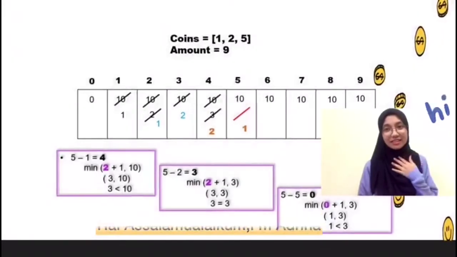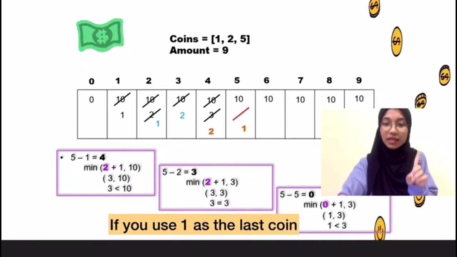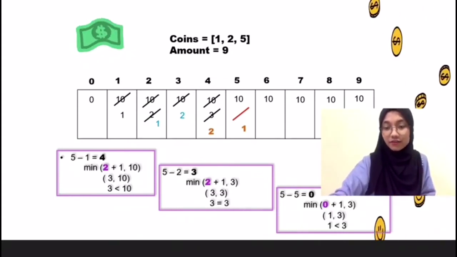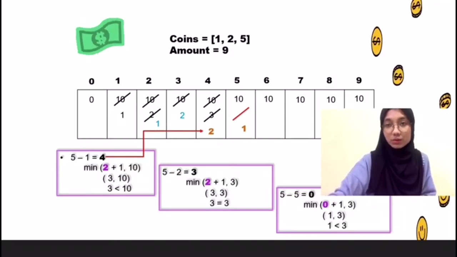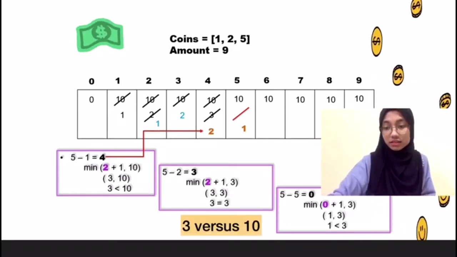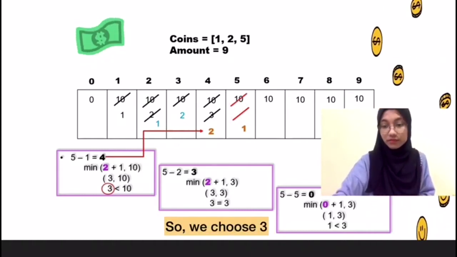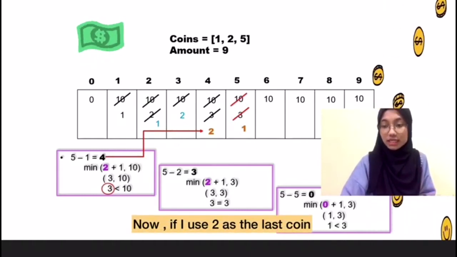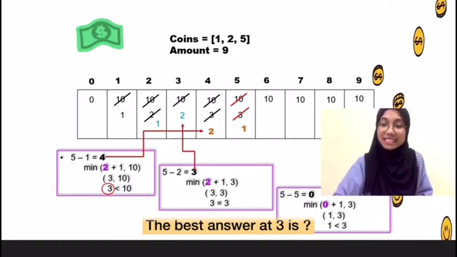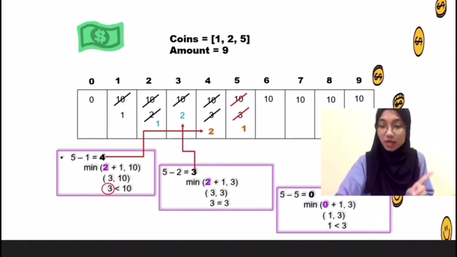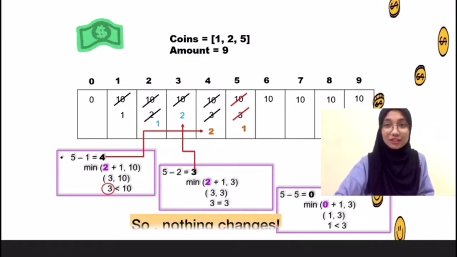So let's continue. Now 5: if you use 1 as the last coin, 5 minus 1 is 4. It's going right here. 2 plus 1 versus 10, so 3 versus 10. 3 is less than 10, so we choose 3. Now if I use 2 as the last coin, 5 minus 2, the best answer at 3 is 2. So 2 plus 1, then we have 3. So 3 versus 3, nothing changed.